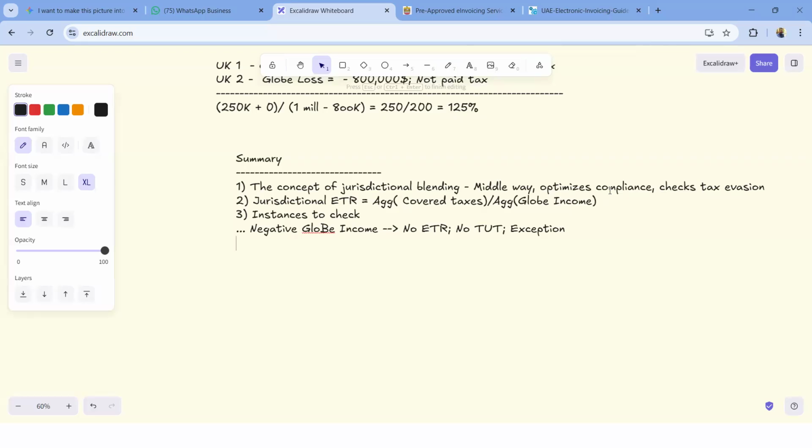Then, if the GloBE income aggregate is zero, there is no top up tax calculation, no TUT possible, and no ETR calculation possible.